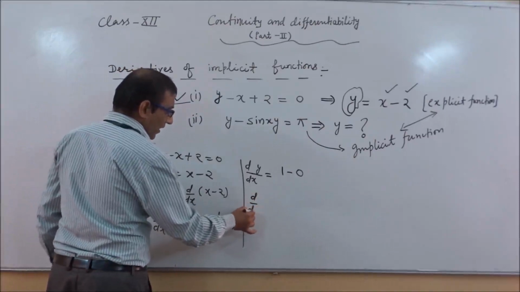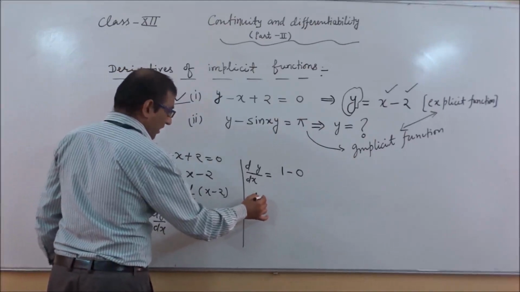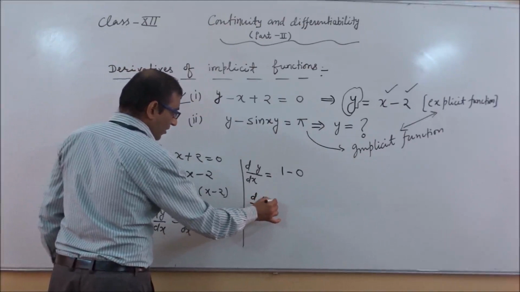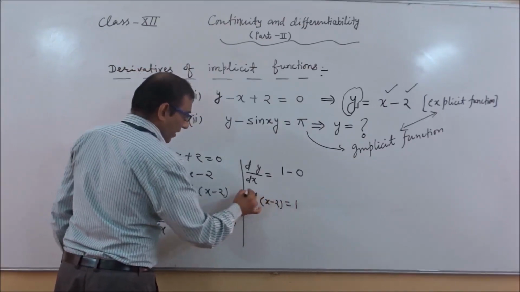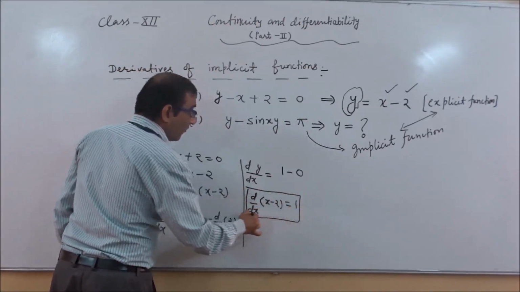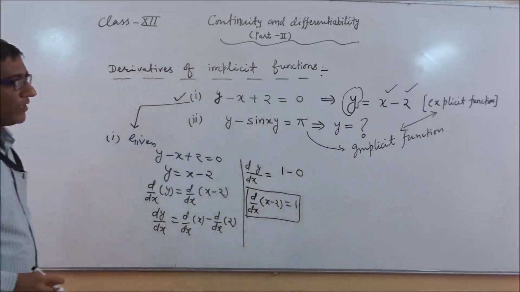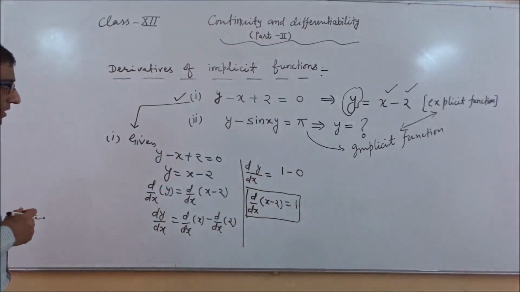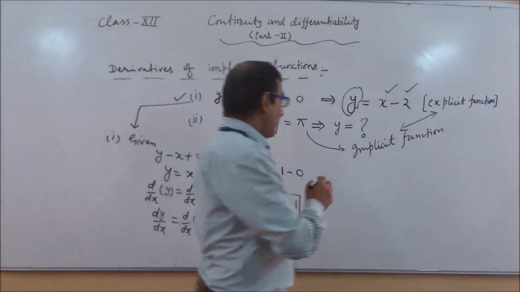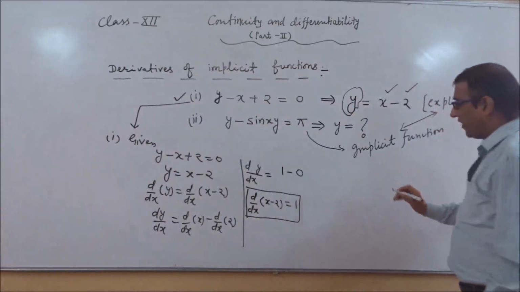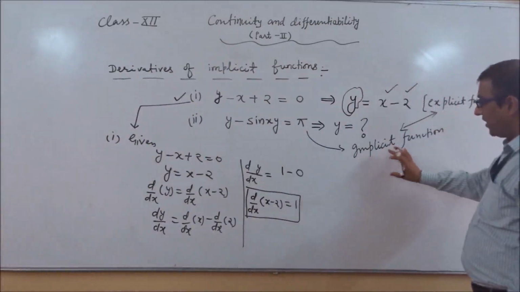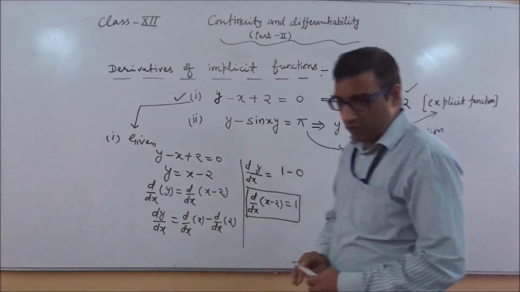So when we differentiate this type of function, where the value of y is x minus 2, we get 1. So this is the differentiation of an explicit type of function. Now we will continue with how we can do the differentiation of an implicit type of function.